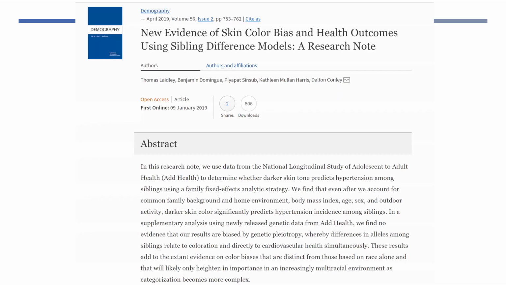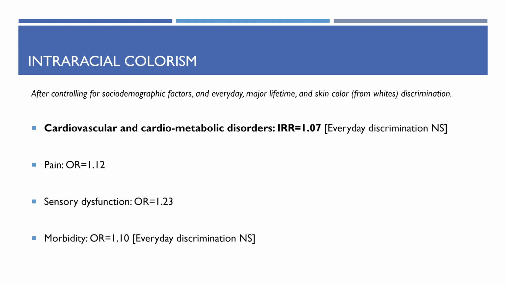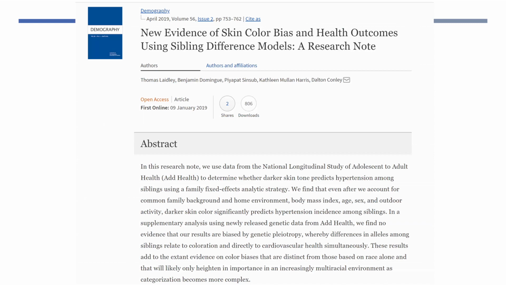All of which is to say that if we have a social determinants of health frame and we think very deeply about the potential confounders, the health confounders for pulse oximetry, all of the et cetera, are associated not only with race, but also with skin tone. And there's even a study that looks at siblings of two different skin tones and even controls for genetics and still finds a link between skin tone and hypertension using nationally representative data.